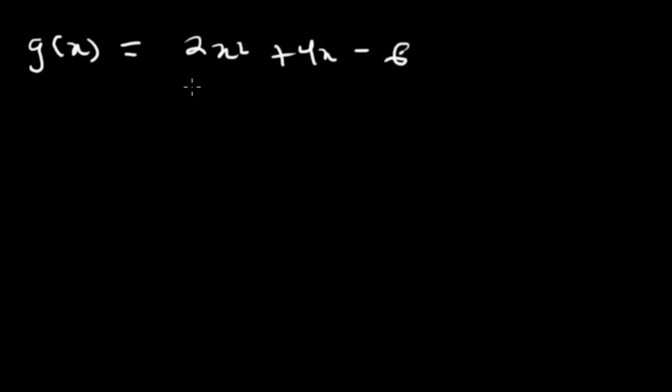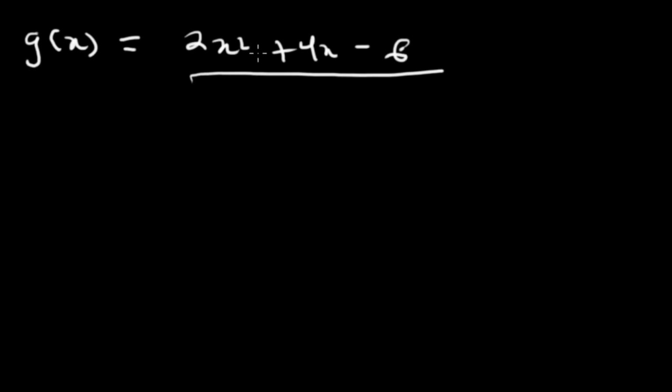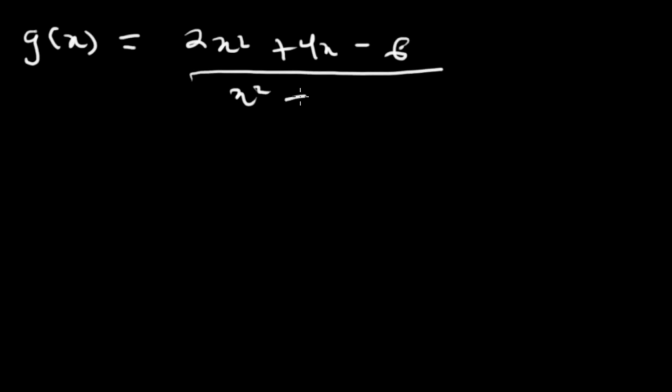Now let's take this last example. Again, we have a very interesting example. So enough of f of x, let's take g of x, right? So we have g of x being equal to 2x squared plus 4x minus 6 on the numerator, and on the denominator, let's take x squared plus x minus 2, right? Now pause this video and please try it out.